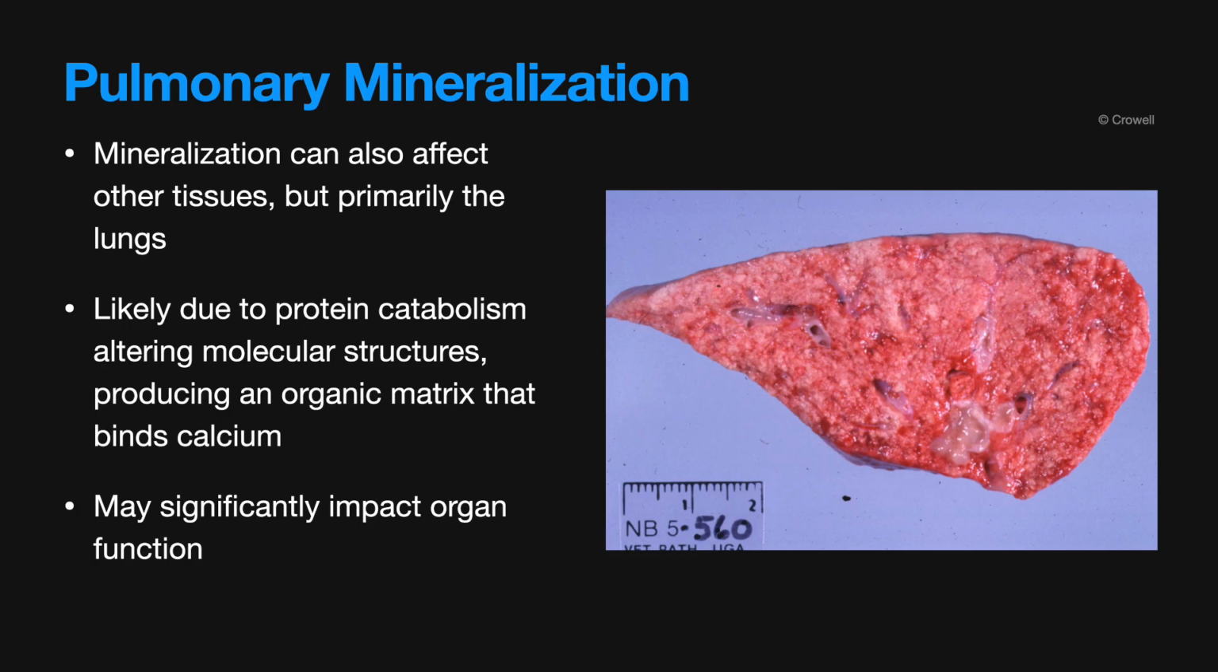Finally, the mineralization that we see associated with calcinosis cutis can also affect other organs. It primarily affects the lungs, resulting in pulmonary mineralization. The mineral deposits here are likely due to protein catabolism from the elevated cortisol, altering the molecular structure of that tissue and producing an organic matrix that more easily binds to calcium. This mineralization can have a significant impact on organ function, such as causing dyspnea in patients that do have pulmonary mineralization. Now we will look at the diagnosis of this condition relative to how the condition actually occurs.